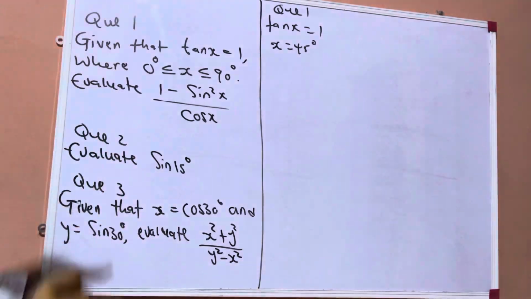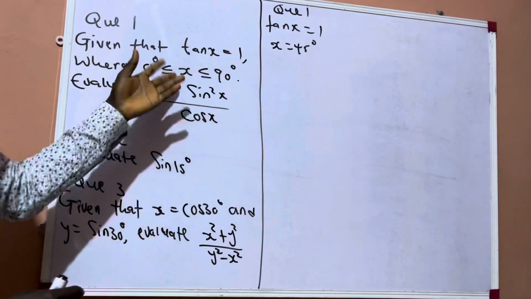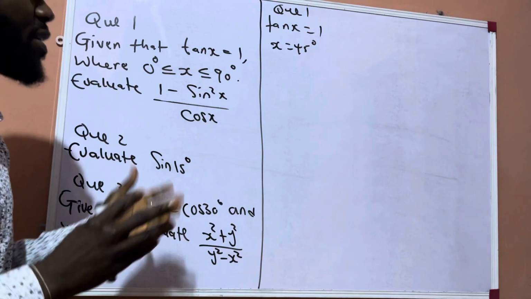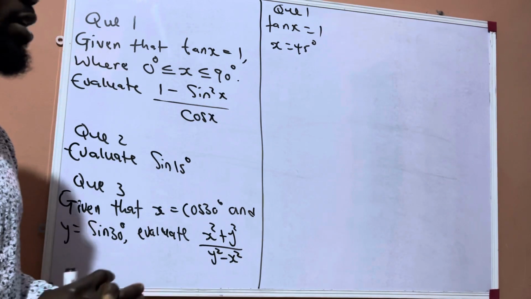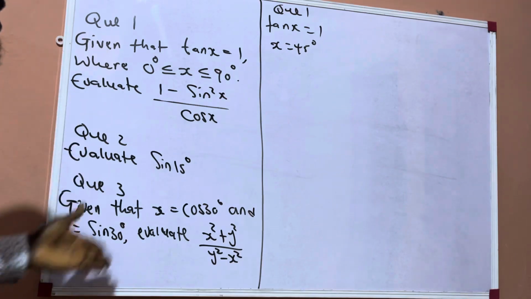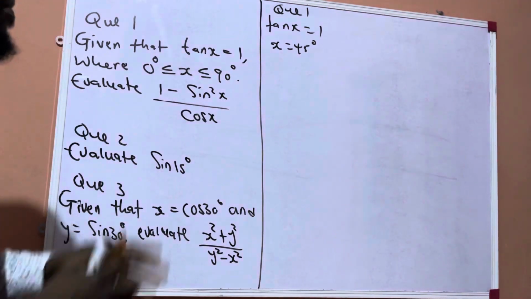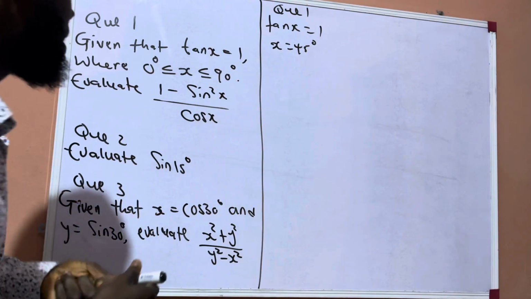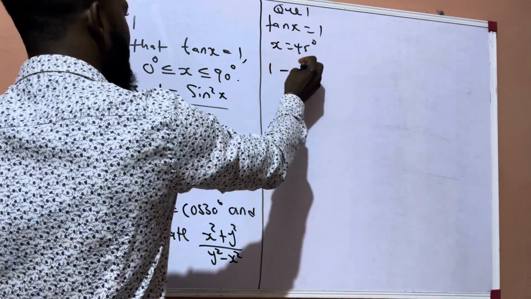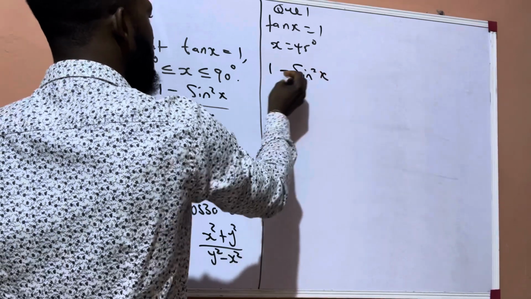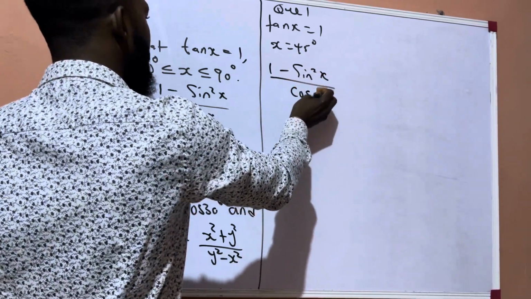Okay, let's proceed. Now we have 0 degrees less than or equal to x less than or equal to 90 degrees. It means our answer is in the first quadrant. Okay. Evaluate (1 minus sin squared x) over cos x.